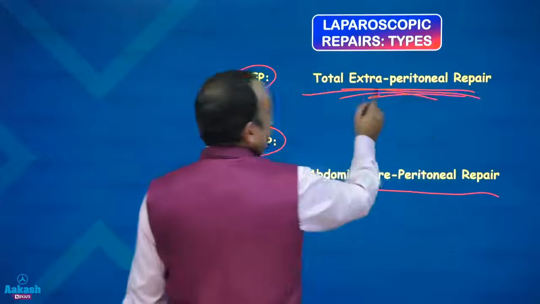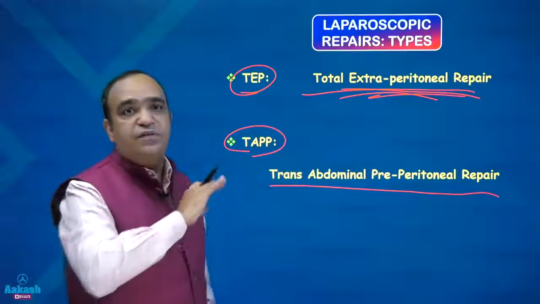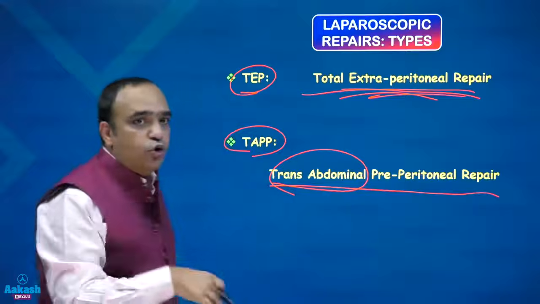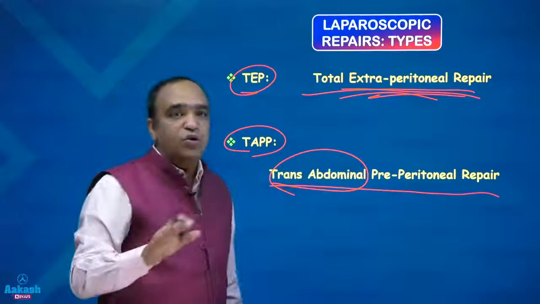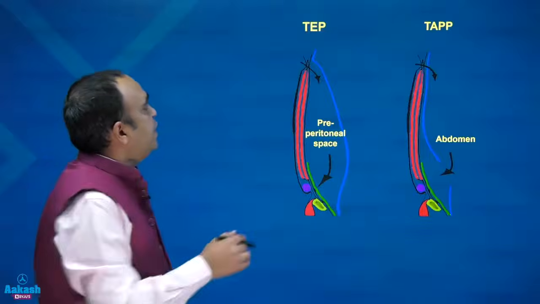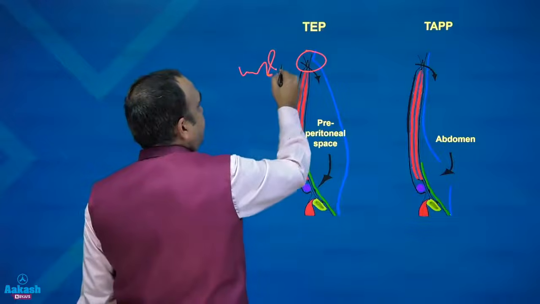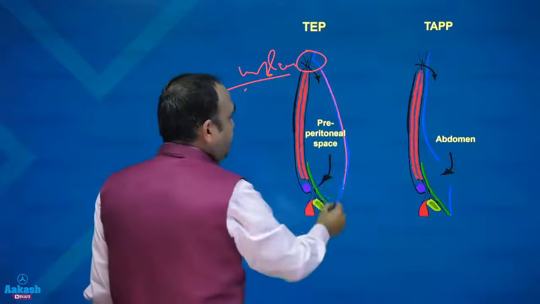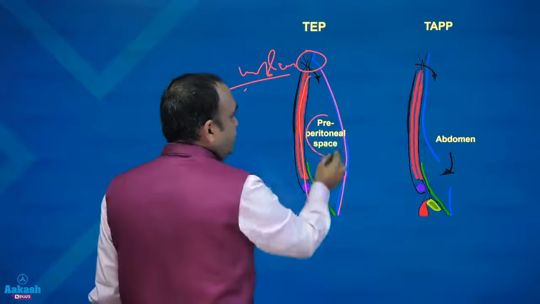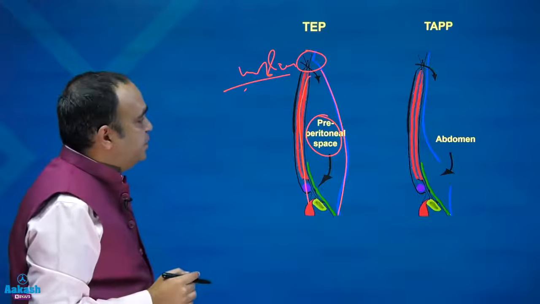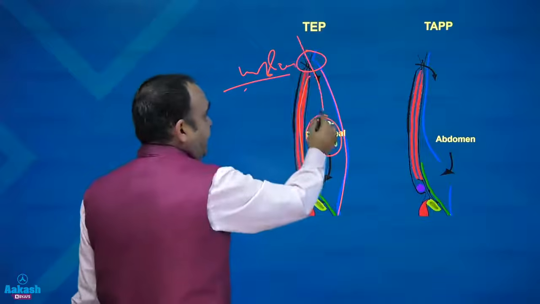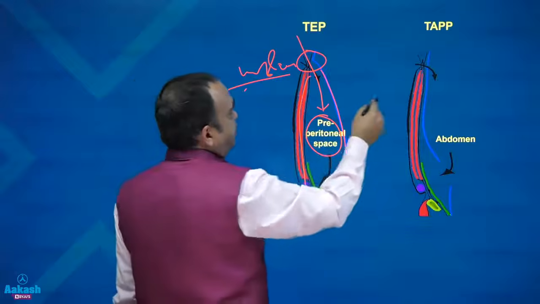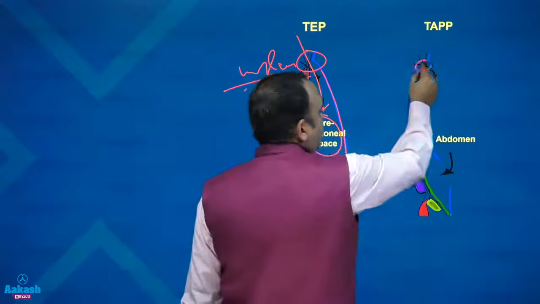Total extraperitoneal, in this we remain outside the peritoneal cavity, we do not enter the peritoneal cavity. Whereas TAPP is transabdominal, we go through the peritoneal cavity. So only the route is different, the destination is the same, right? Say this is the umbilicus, the point of entry for laparoscopic repairs, and that's the peritoneum, that's the rectus muscle. So that's the preperitoneal space where we have to place the mesh. So in TEP, we directly enter into this space, reduce the hernia and place the mesh.